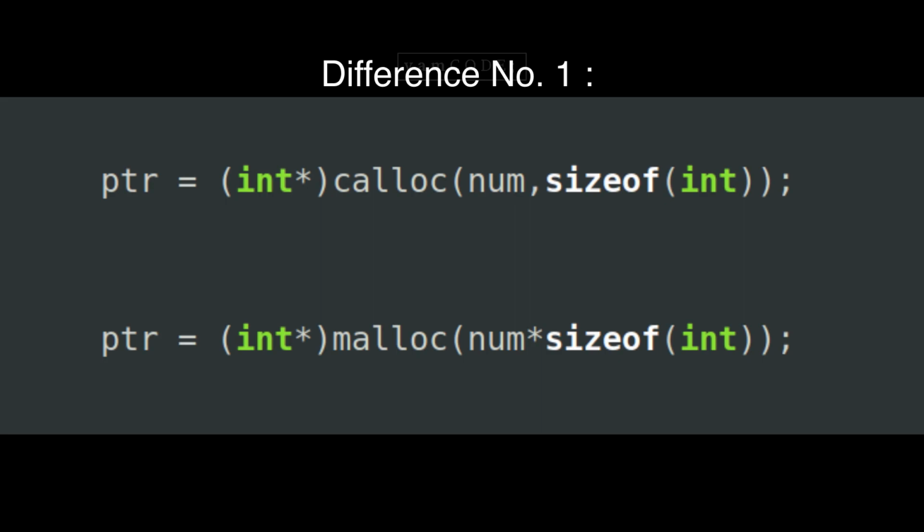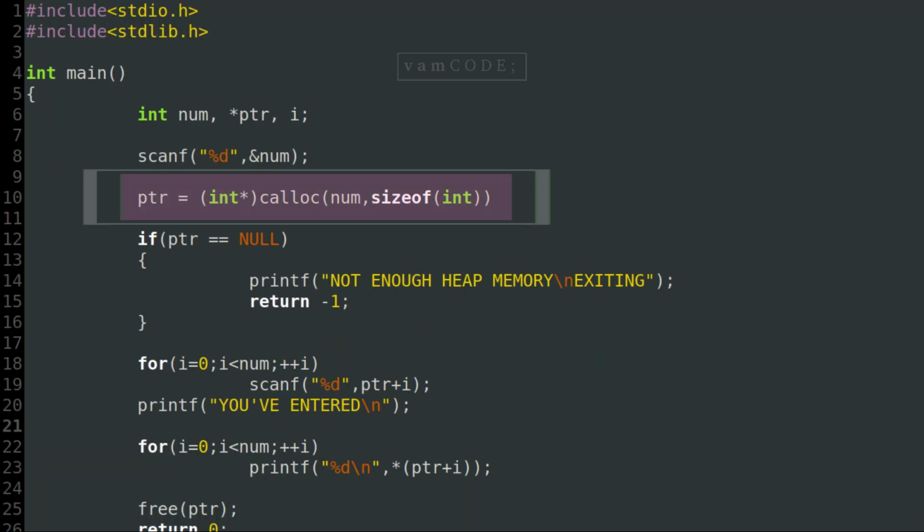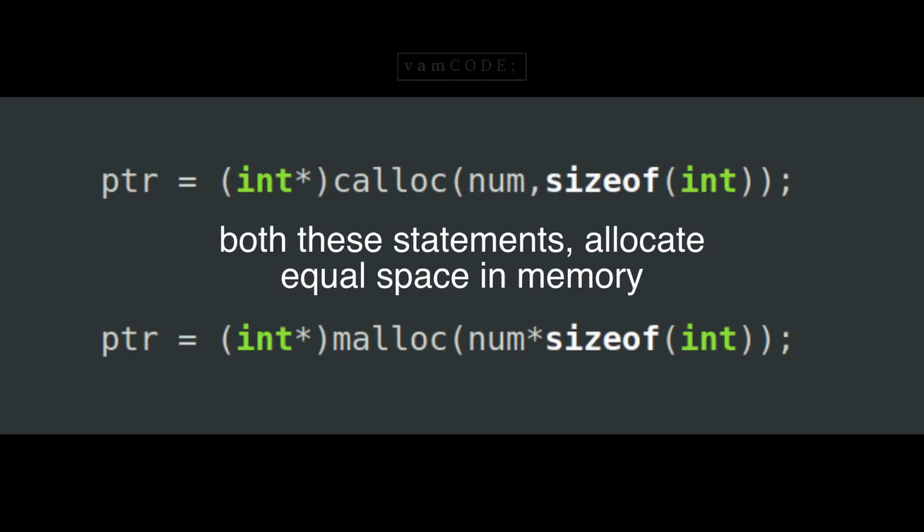So the first difference is with the parameters that are being passed. As you can see here, calloc takes two arguments. The first one is the number of blocks of memory that you'll be needing, and the second argument, which is separated by a comma, specifies the size of each block that you'll need. So in our example over here, I'll be needing num blocks of memory, and each of the block will be of size integer. This is equivalent to what we wrote previously for the malloc function.